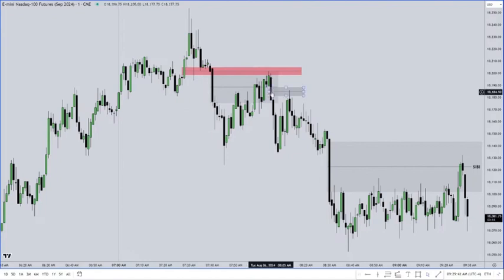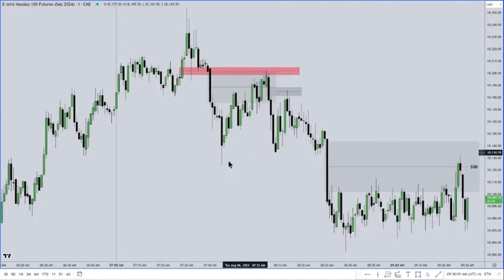Price drops from the inversion fair value gap and creates another fair value gap, which is a good entry point if we are bearish and we have everything in play. If you can notice, there is optimal trade entry, model 22, and we also have relative equal lows for the target now.